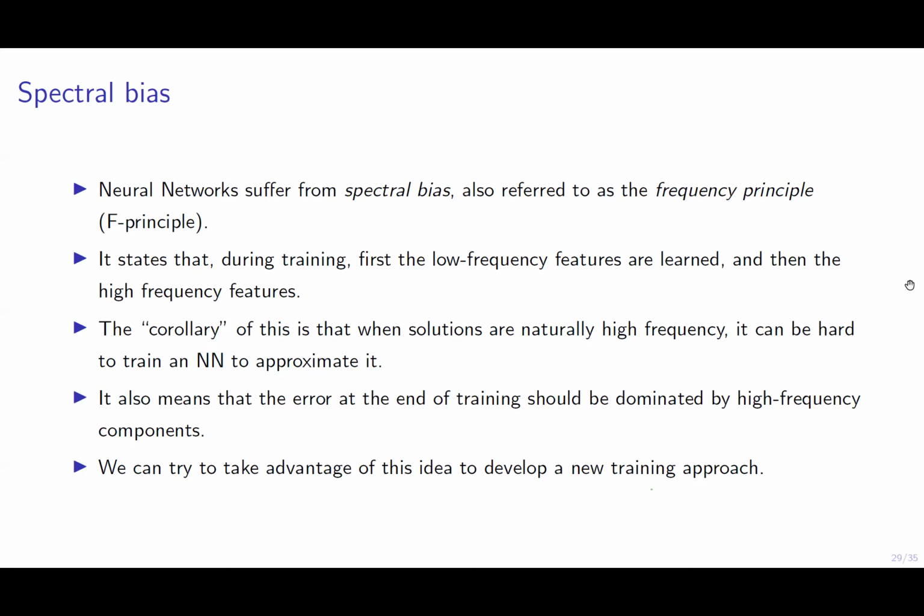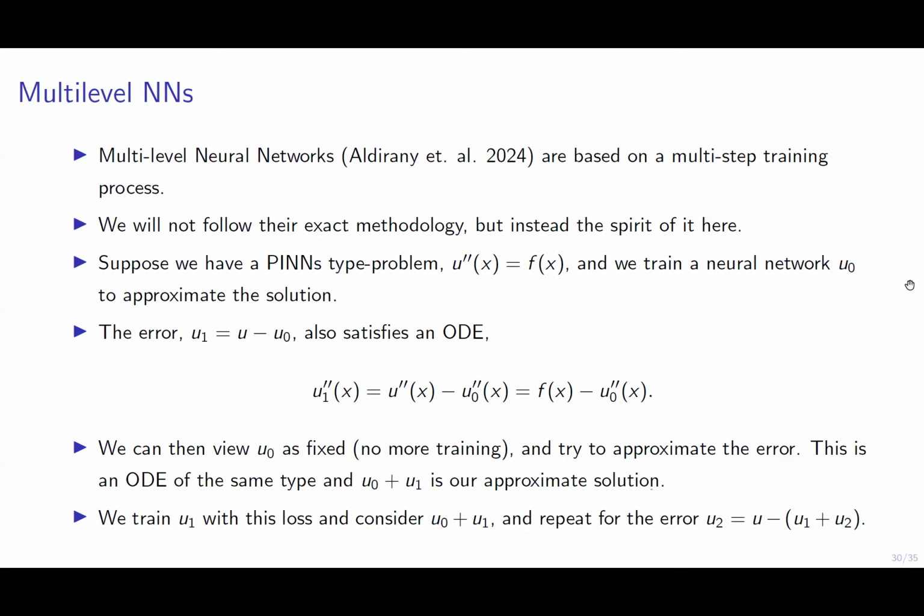So all of this I've said. Okay, so one last thing that I want to talk about. This is one method that was proposed for trying to overcome the spectral bias problem: multi-level neural networks. There are various people that have tried to do similar things, but I'm going to be using the idea of one particular piece of work. This is based on the idea of refinement, if you think of classical methods.